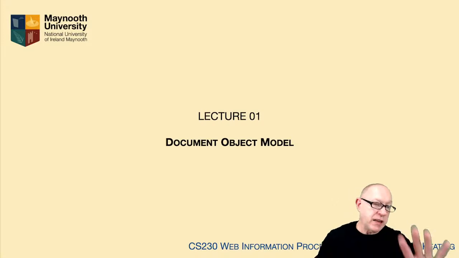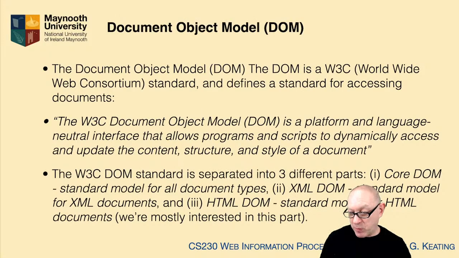I want to tell you just finally in the last piece of this, I want to talk to you about the document object model. And that document object model is a W3C World Wide Web Consortium standard, and it defines a standard for accessing documents. And this W3C document object model, or the DOM, is a platform and language neutral interface that allows programs and scripts to dynamically access and update the content, structure, and style of your document. It's a standard that's separated into three parts.